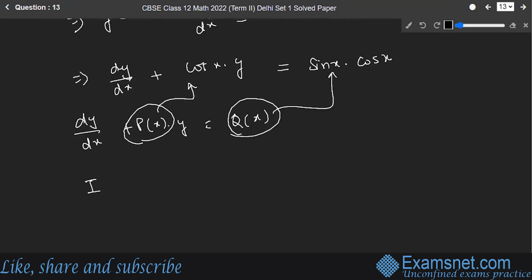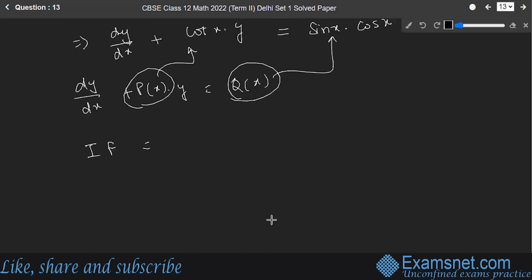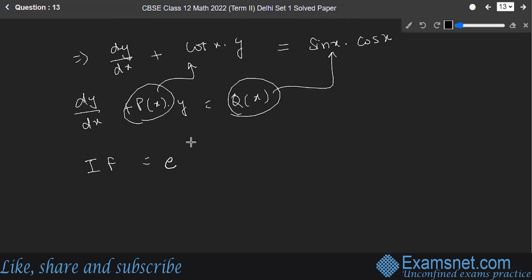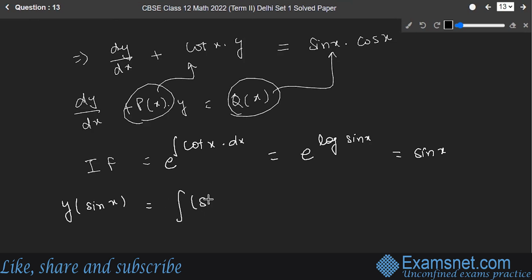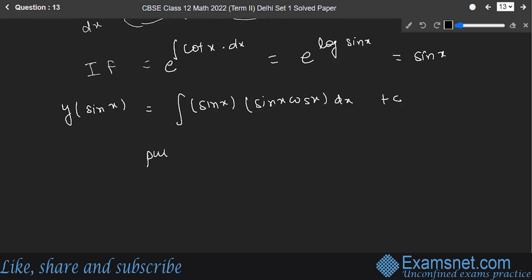So integrating factor will be given by e raised to power integral of p dx. Integrating factor is equal to e raised to power integral of cot x dx, which is equal to e raised to power log of sine x, which is sine x only. So the solution is given by y into sine x is equal to integral of sine x into sine x cos x dx plus c. If I put sine x is equal to t, I get cos x dx is equal to dt.